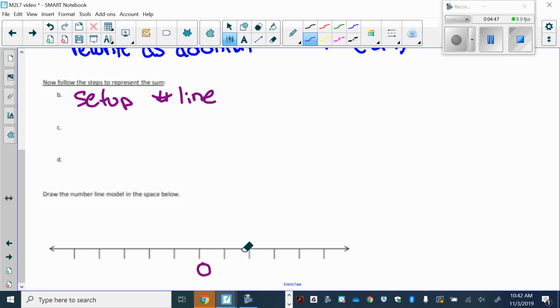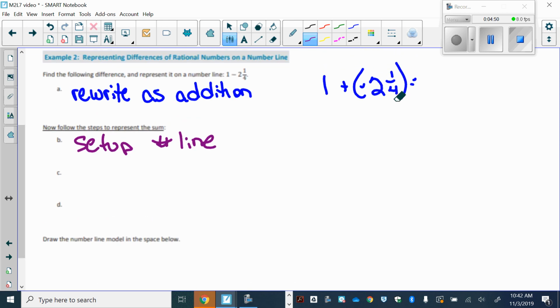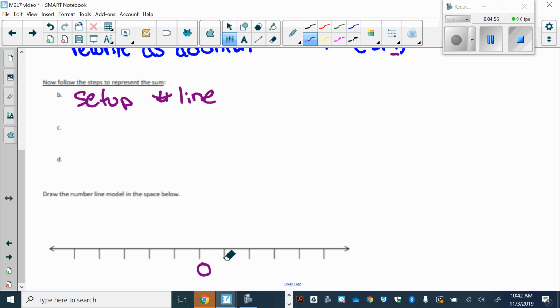And what do I want to count by? I notice that my denominator is a 4. So I'm going to count by fourths. 1/4, 2/4. Yes, that simplifies to a half, but I'm going to keep it as fourths for now. 3/4, 4/4, 5/4. And yes, those simplify also, but I'm keeping everything as fourths. Negative 1/4, negative 2/4, which would be negative half. Negative 3/4, negative 4/4, negative 5/4.